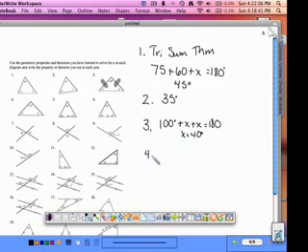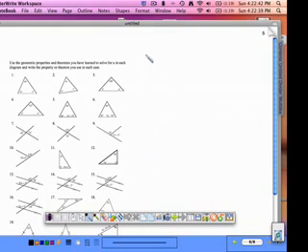After you work out problem 4, you should get an answer of x is equal to 34 degrees. You should pause the video and do problems 3 and 4 now. Numbers 5 and 6 also use the Triangle Sum Theorem.